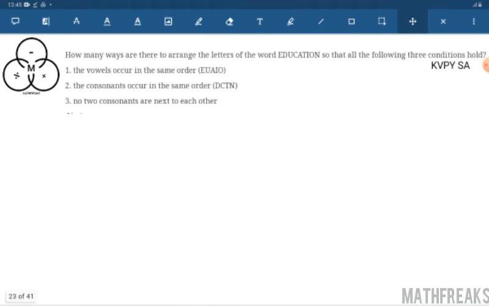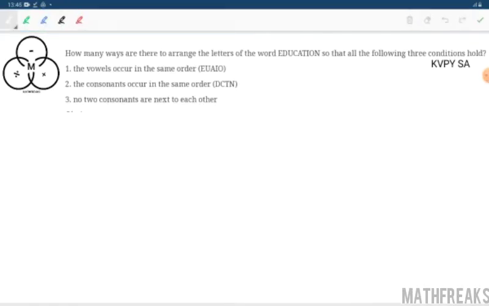Now a question from KVPY essay. Probably I have forgotten the year, that's why it's just simply written as KVPY essay. How many ways are there to arrange the letters of the word EDUCATION so that all the vowels occur in the same order, the consonants also occur in the same order, and no two consonants are next to each other? Again the same thing we are applying.